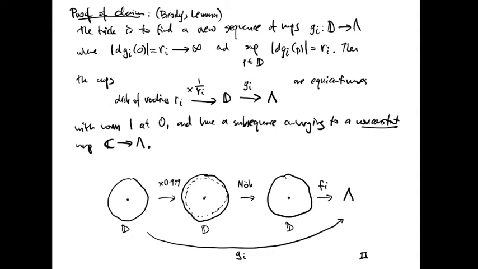The disk of radius Ri maps to the unit disk by a dilation, simply multiplication by 1 over Ri. Composing with Fi gives a map from the disk of radius Ri to lambda, whose norm at 0 is 1. If we could control the norms of these maps on the rest of the disks, we would get a family of equicontinuous maps which converged in the limit to a holomorphic map from the complex line into lambda.